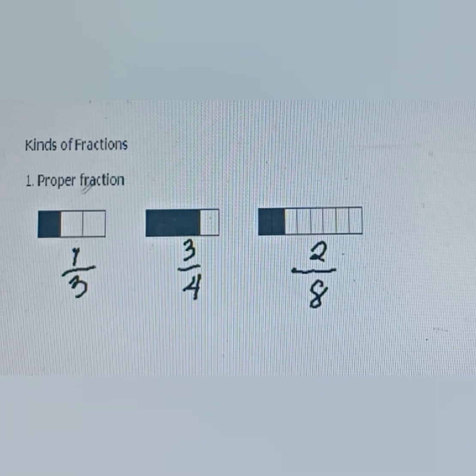So when we talk of proper fractions, these are just fractions that are less than one whole. And the easiest way to know if the fraction is proper, you just compare the numerator and the denominator. The numerator here, if you notice, is smaller than the denominator. So with this, and so with this. If the numerator is smaller than the denominator, that fraction is a proper fraction.